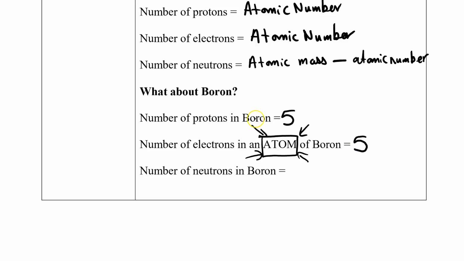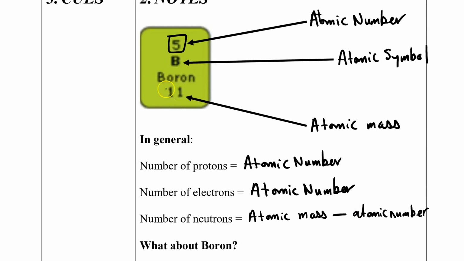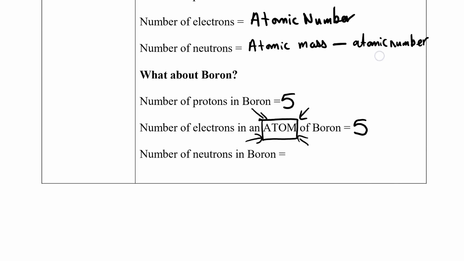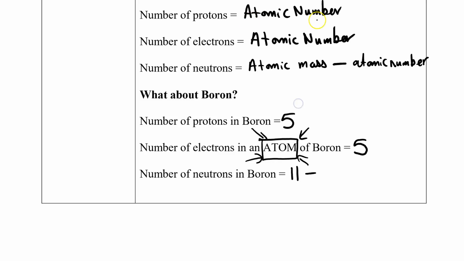5 protons, so plus 5. 5 electrons, so negative 5. 5 minus 5 is 0. It's neutral. The number of neutrons. Okay, so we take the atomic mass, which is 11, and we subtract the number of protons, or the atomic number, which is 5, and we get 6.